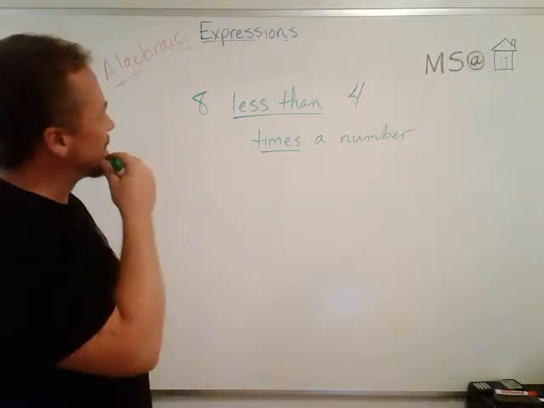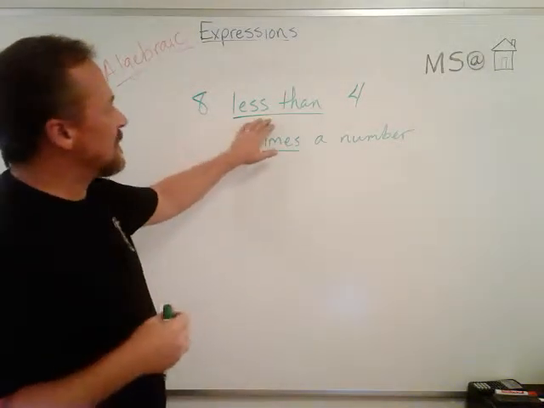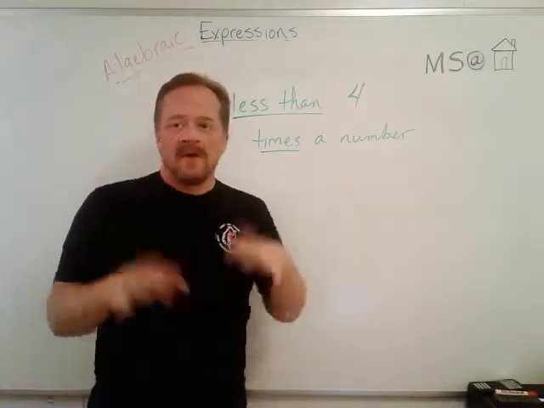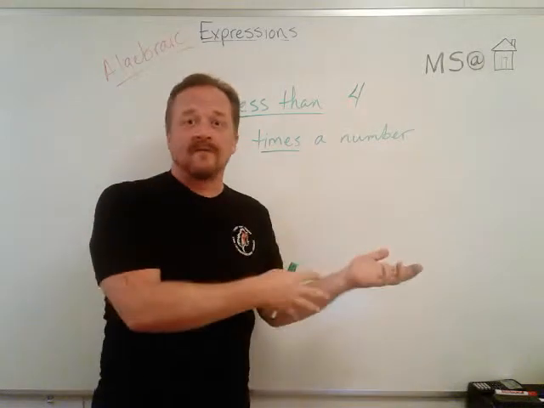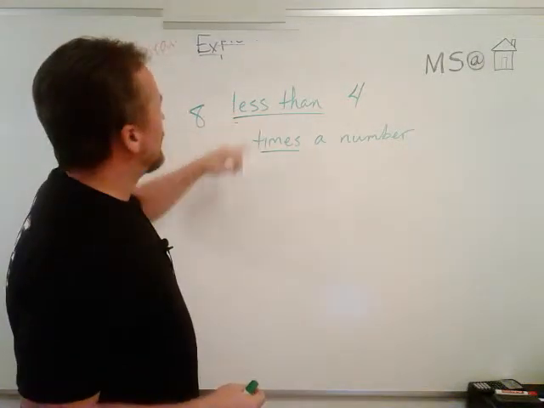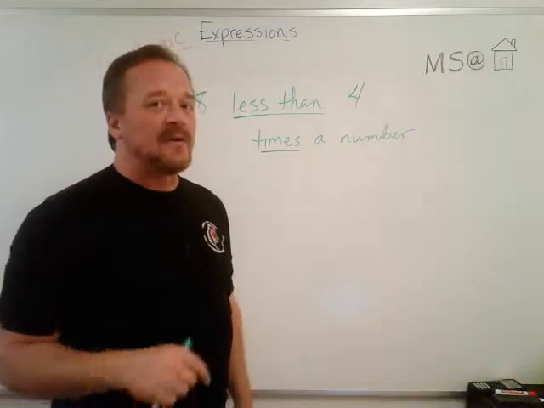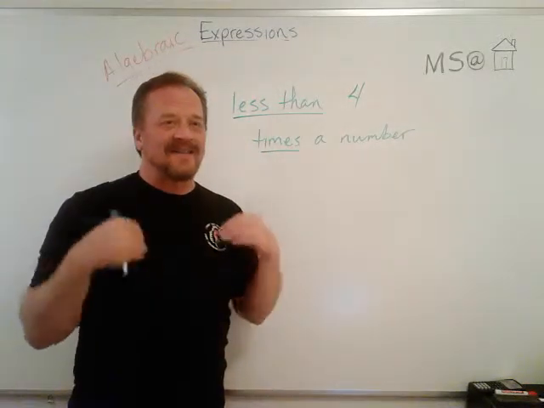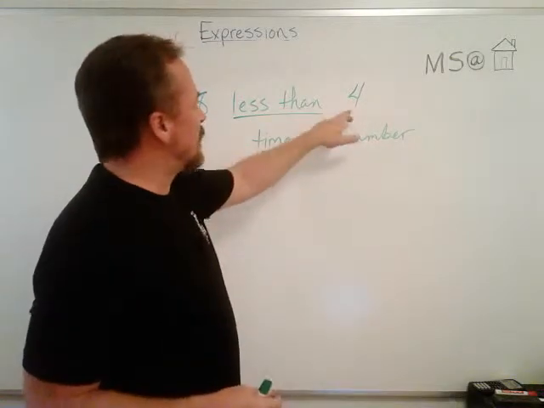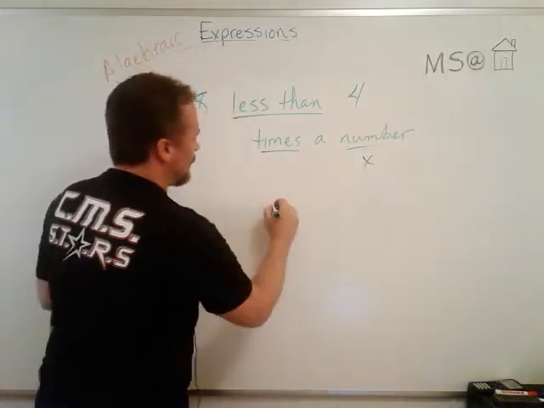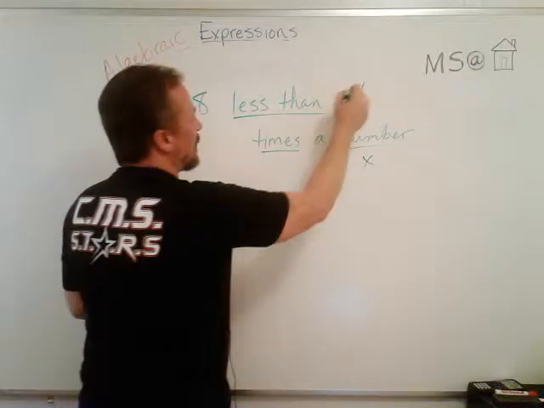So let's think about this. This says 8 less than. That means something is being subtracted by 8. Whatever I have, I'm going to take 8 away from, right? That's what this means. 4 times a number, well, that can be written a couple different ways. I'm going to use the nice algebraic expression way and put 4x. So here's 4x. That's this part.